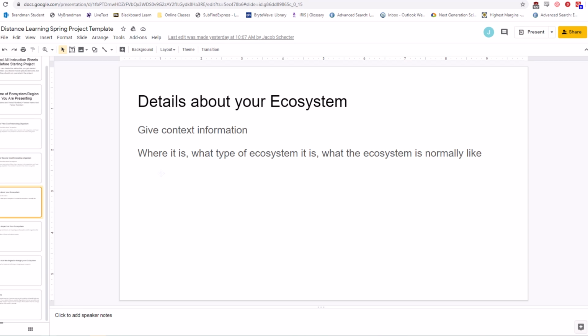Details about your ecosystem. I need context information. Tell me where it is, what it's like, what's normal there, what type of system is it, how it functions. Tell us about it. We might not know. It might not be a very famous ecosystem. Maybe you need to explain it.